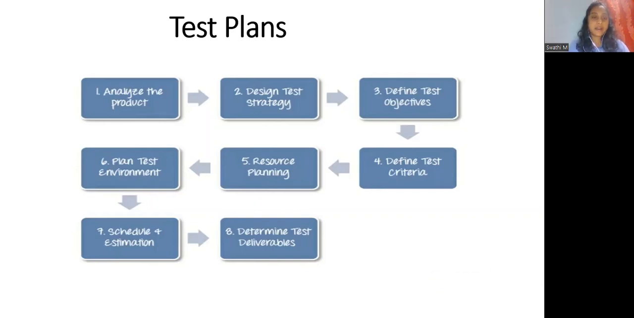So next is plan test environment. A testing environment is a setup of software and hardware on which the testing team is going to execute each test case. So the next, for example, to finish the task, we need a strong cooperation between the test team and development team, right? So the next is schedule and estimation.